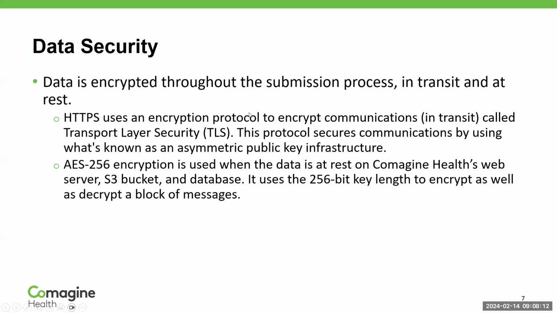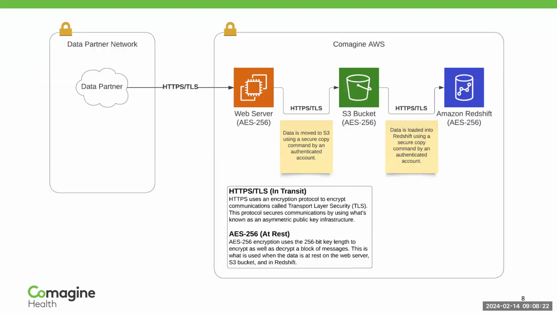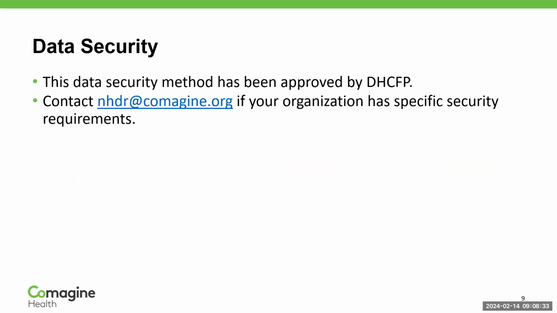These sub-bullets here kind of outline the details about those security protocols that we have in place. Again, these slides will be shared if you want to look into that. And then the next slide goes into even more detail about the security requirements. Just as a heads up, this data security plan has been approved by DHCFP, but please let us know if your organization has specific security requirements. Email us at nhdr@comagin.org if there's something specific that your facility would need from a security standpoint.